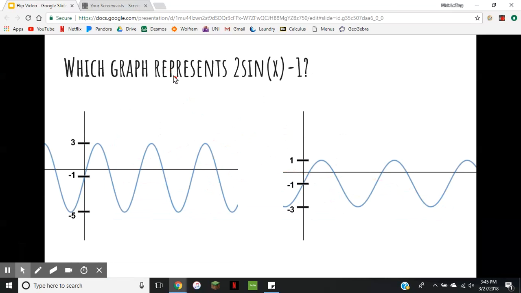Let's see if you can state the graph that represents 2 sine of x minus 1. If you stated the graph on the right, you would be correct, as -1 is our midline, and the distance between our midline and our top peak is 2, as 1 minus -1 is 2.